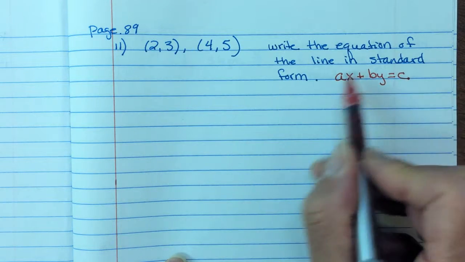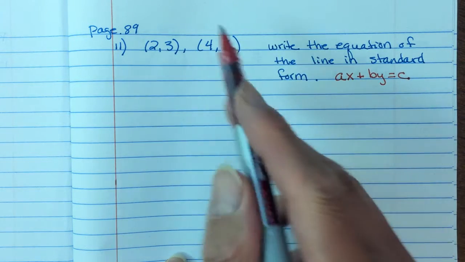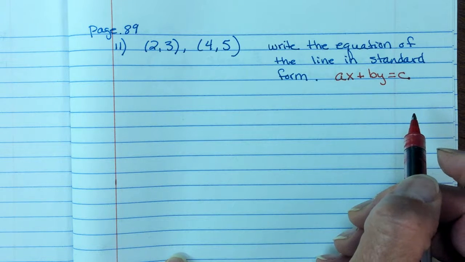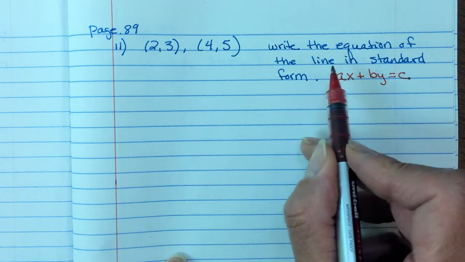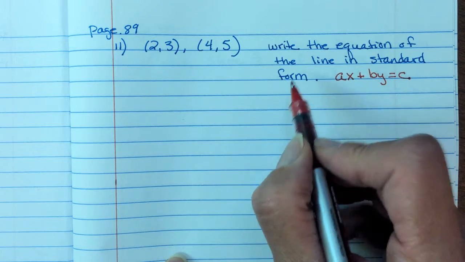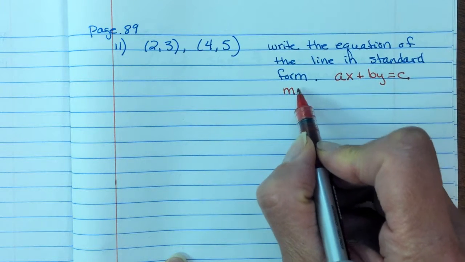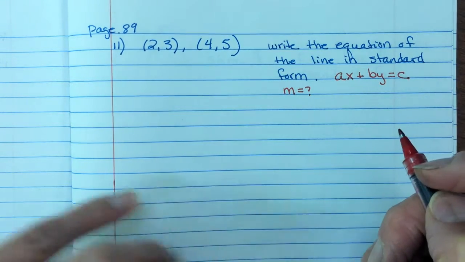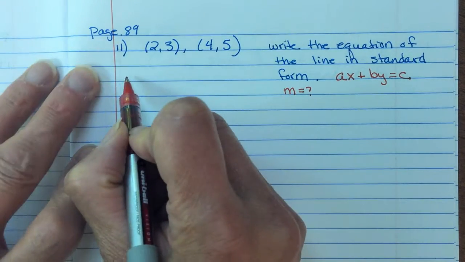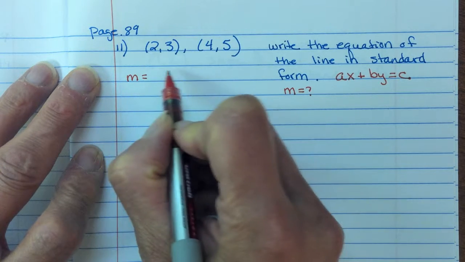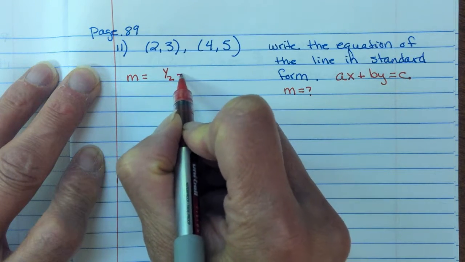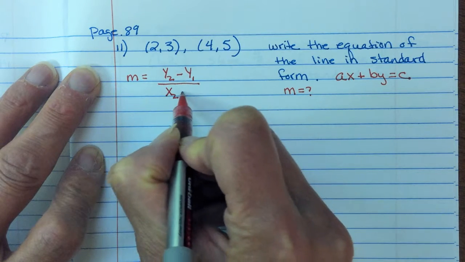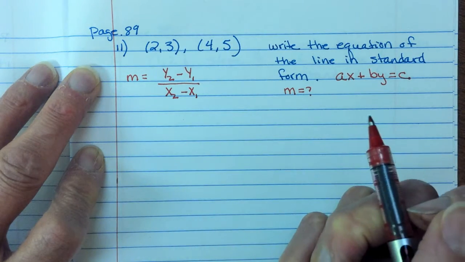So remember, this is kind of a useless form. I can't plug anything into that, so I have to do some math. The first thing I know is a line always has a slope, so I want to figure out what the slope is. I need to remember that the equation for slope, I'm going to write right here, is the change in y divided by my change in x.